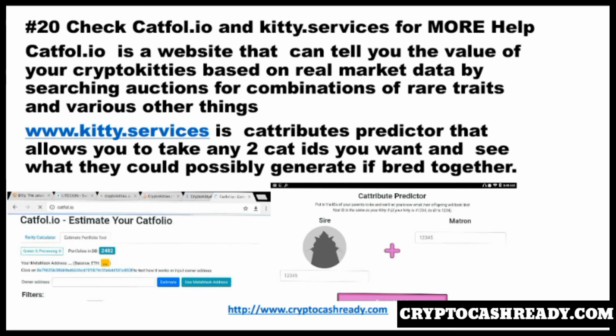Catfold.io is a website that can tell you the value of your CryptoKitties based on real market data by searching auctions for combinations of rare traits and various other things. www.kitty.services is a cattributes predictor that allows you to take any two cat IDs you want and see what they could possibly generate if bred together.